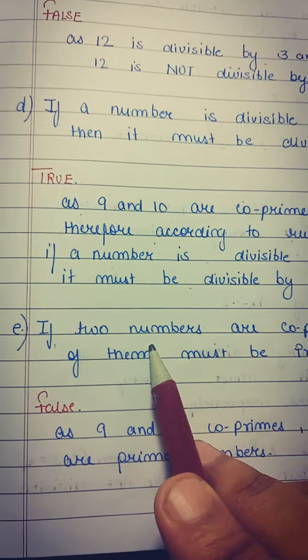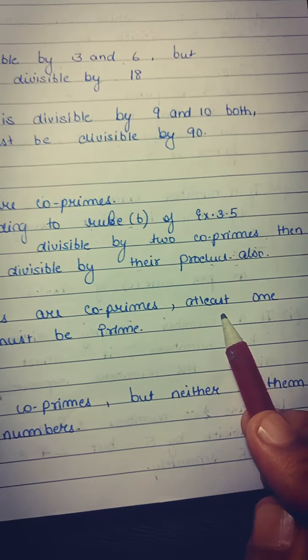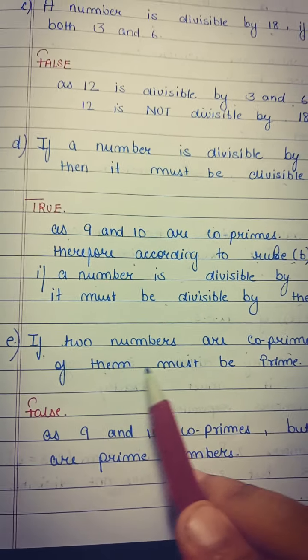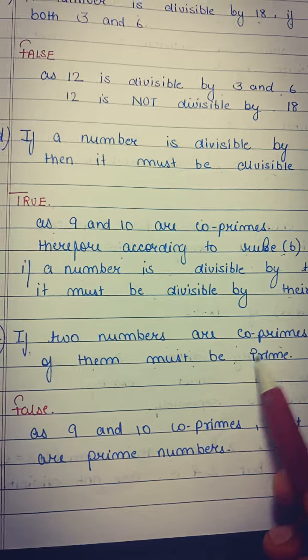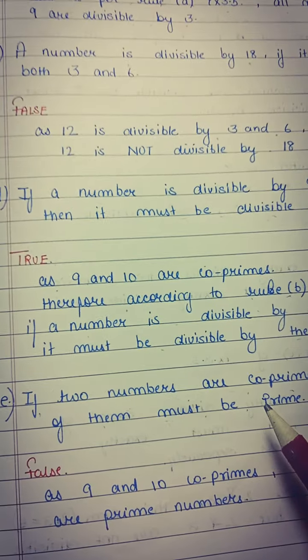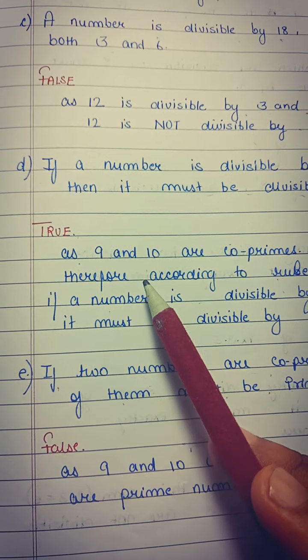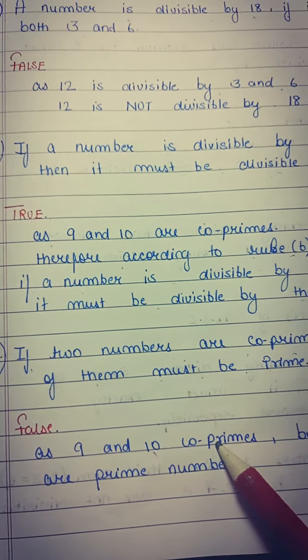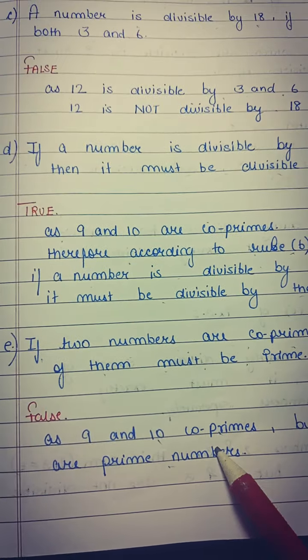E. If two numbers are co-primes, at least one of them must be a prime number. If two numbers are co-primes, then one of them must be prime. No, it is not possible. As from the example above, 9 and 10 are co-primes, but neither of the numbers is prime. F.